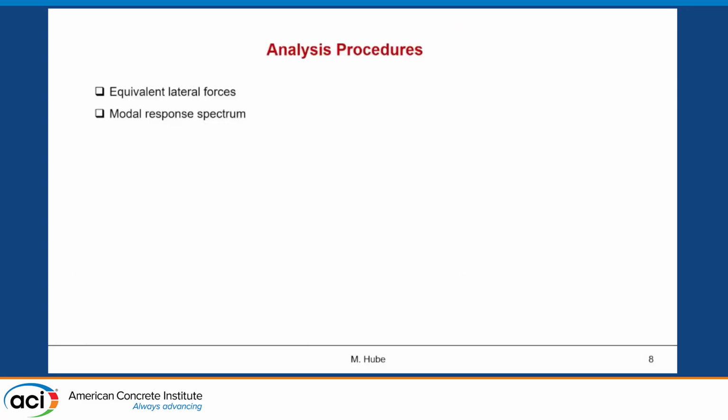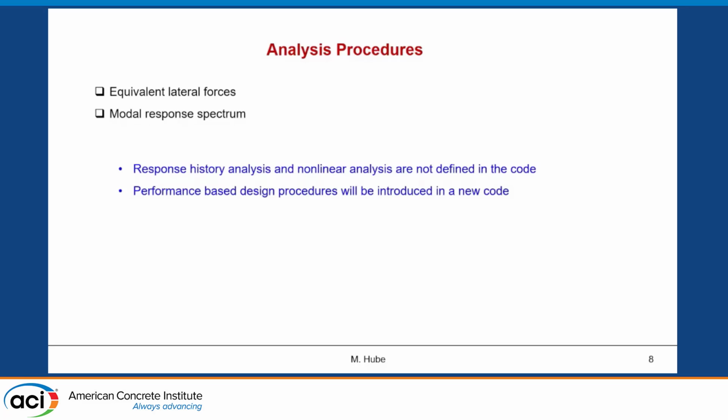So, analysis procedures: we only have two, equivalent lateral forces and modal response spectrum, and almost everybody uses the second one. Equivalent lateral forces are mostly used for 1, 2, or 3-story buildings, but not for the building that I just showed. Response history and nonlinear analysis are not defined in the code. It takes too much time.